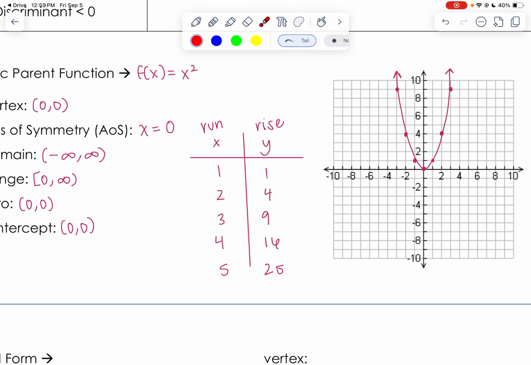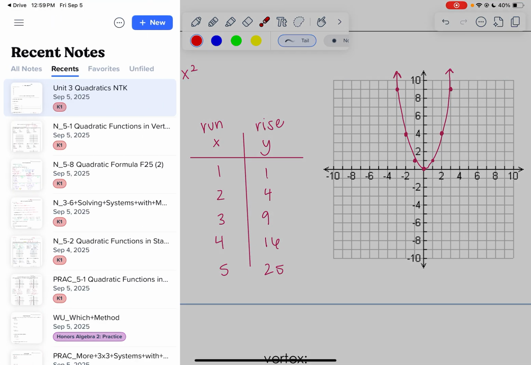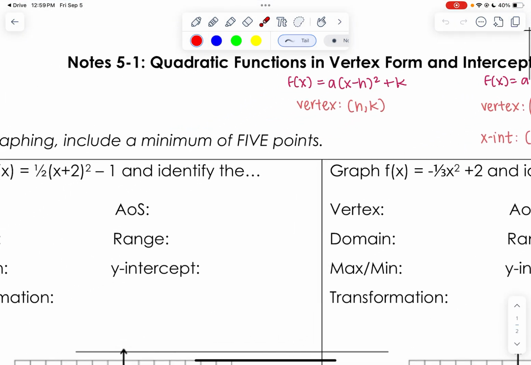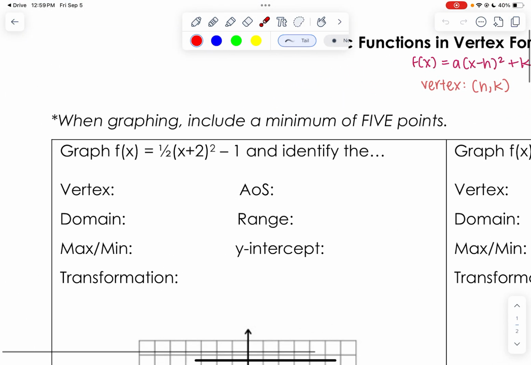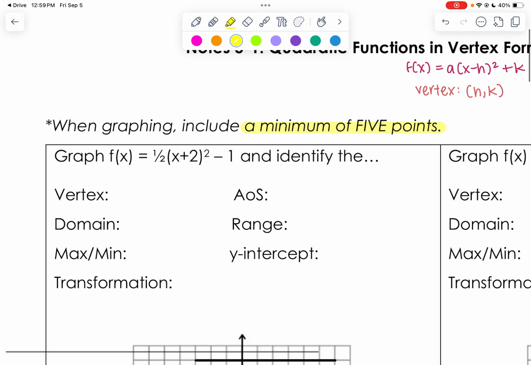And this is what we're going to get into today: how do you graph this, okay? And then how do you put that on the graph? And then what are the key aspects from that? So let's go back and let's take a look at some in vertex form, okay? And remember, whenever graphing, that you need to include a minimum of 5 points, okay? Think of your vertex as one of them.